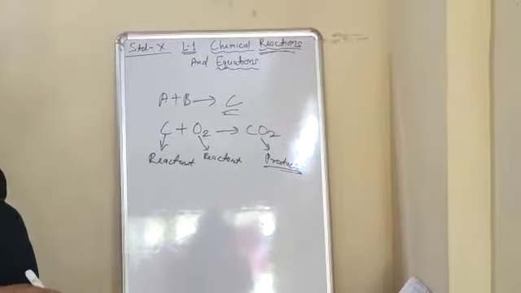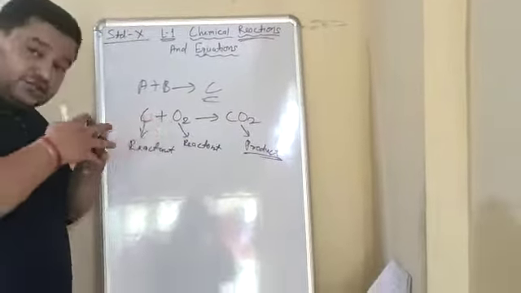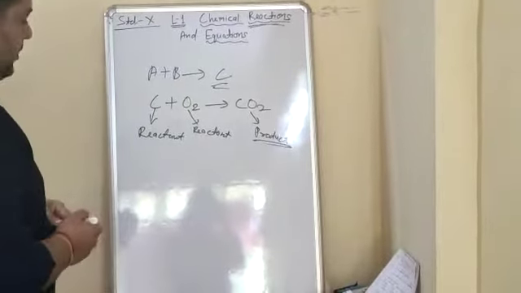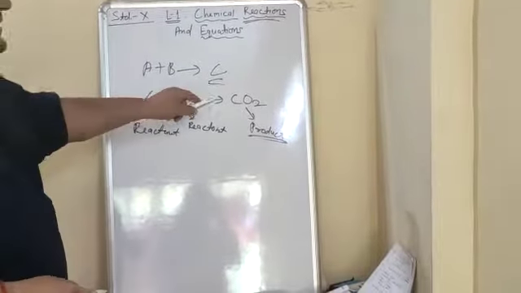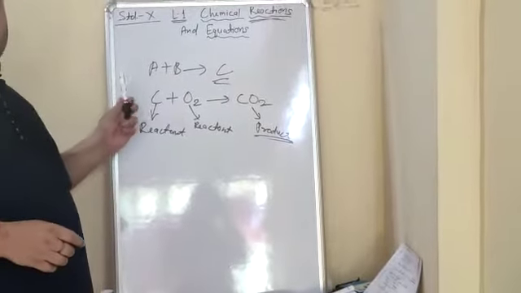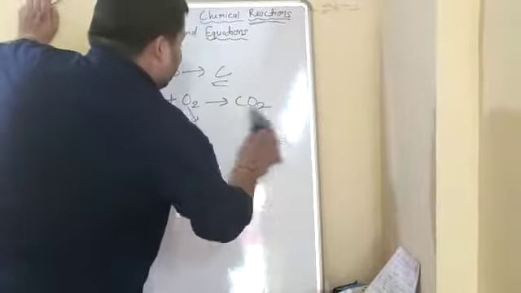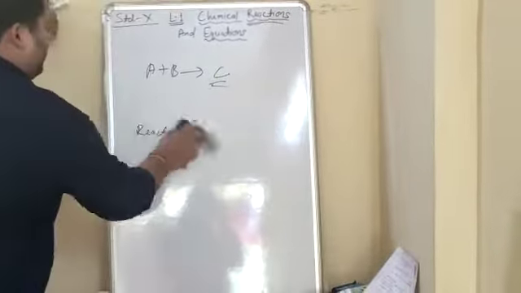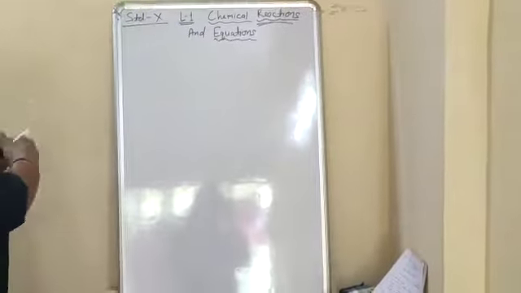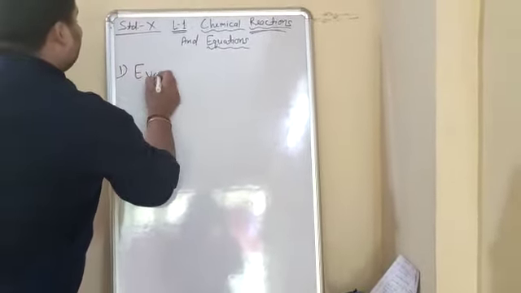So in another way you can define, when two or more reactant reacts to each other, form a new product with new properties. In any chemical reaction, there are several changes take place that are known as characteristics of chemical reaction. Now we'll see characteristics. There are 5 characteristics of chemical reaction. First characteristic is evolution of gases.